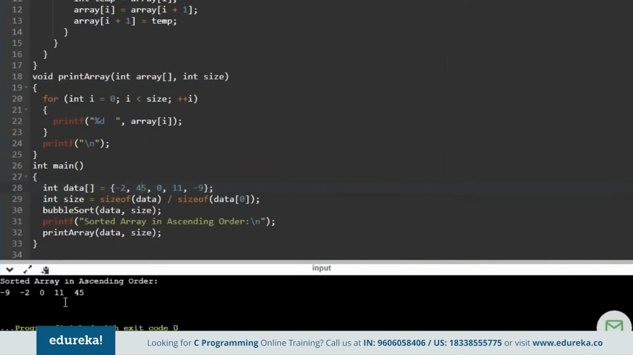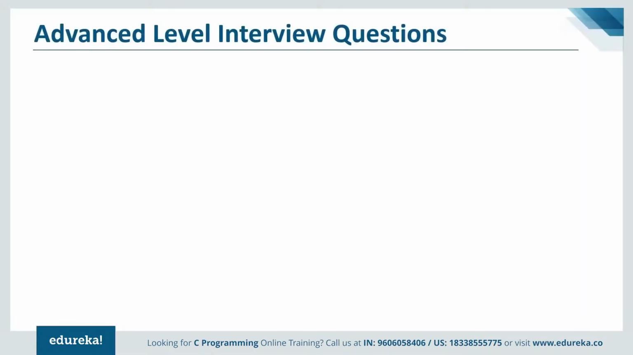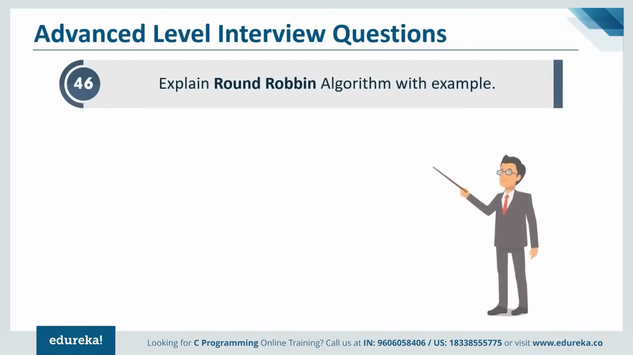As you can see, the elements have been successfully sorted in ascending order using bubble sort, and the elements are as expected: -9, -2, 0, 11 and 45. Now with this, let us continue with our next question. The next question is, explain round robin algorithm with an example.